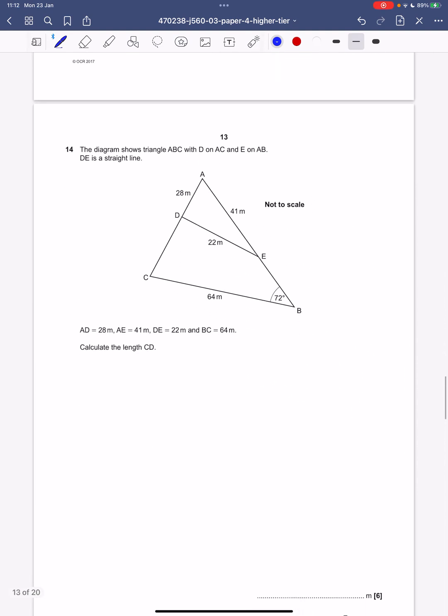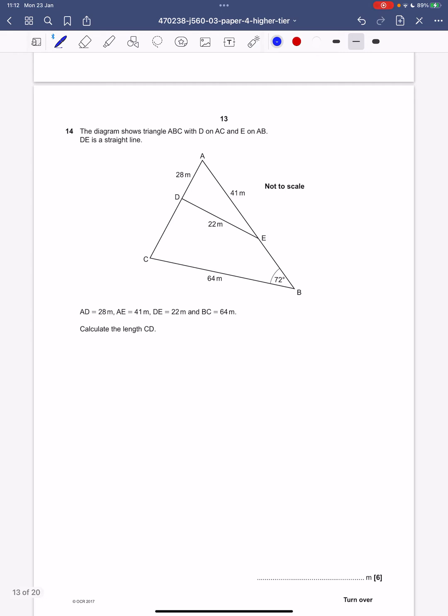Keep going. Number 14. The diagram shows triangle ABCD with D on AC and E on AB, and DE is a straight line. AD is 28, AE is 41, DE is 22, BC is 64. Calculate the length of CD.